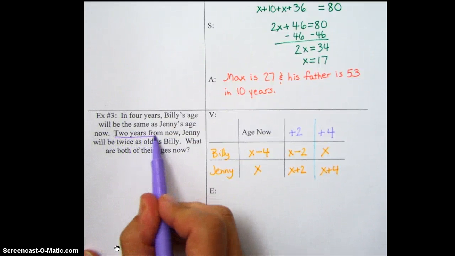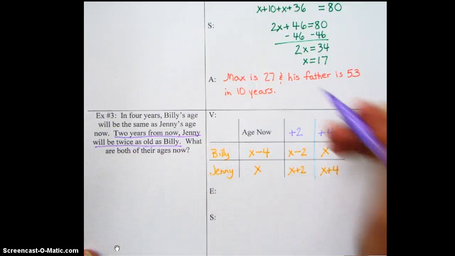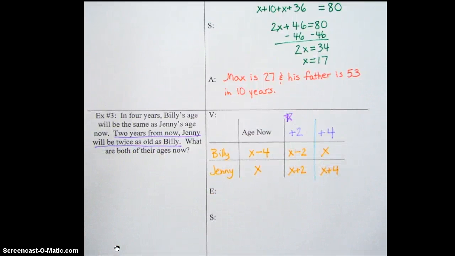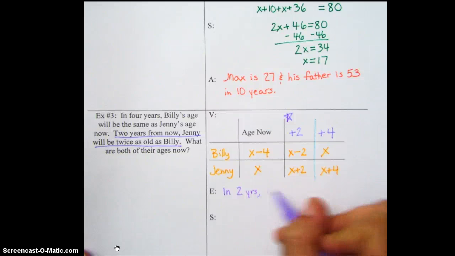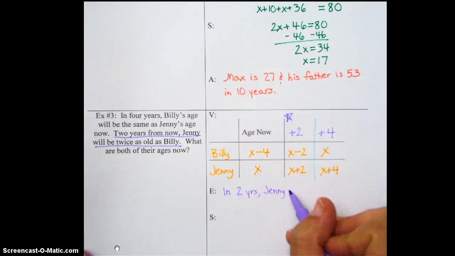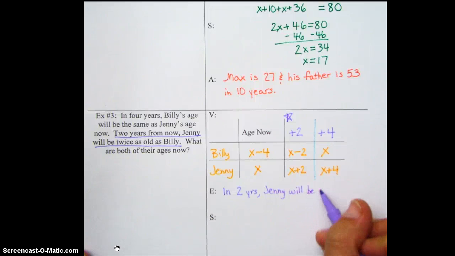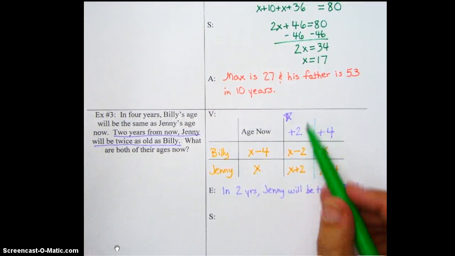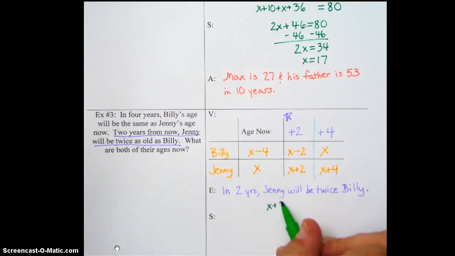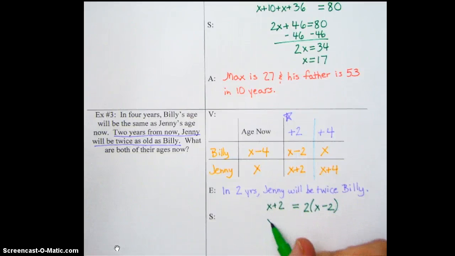So it says 2 years from now, Jenny will be twice as old as Billy. That means we're using this inside column to set our equation. So in 2 years, Jenny will be twice Billy. So Jenny's age in this column is x plus 2. Will be is our equals, and then we have twice x minus 2. If we distribute the 2, we will get 2x. 2 multiplied by 2 gives us 4.